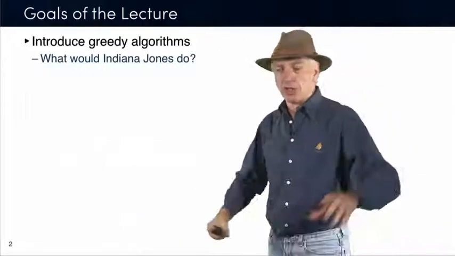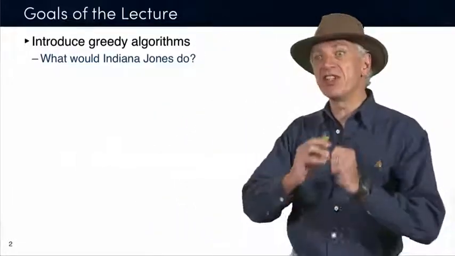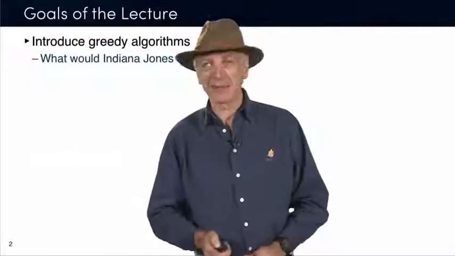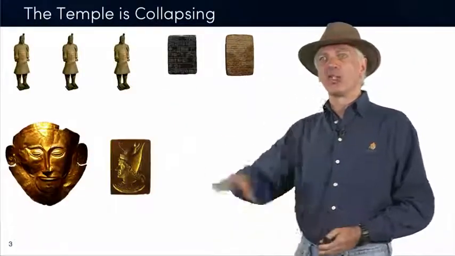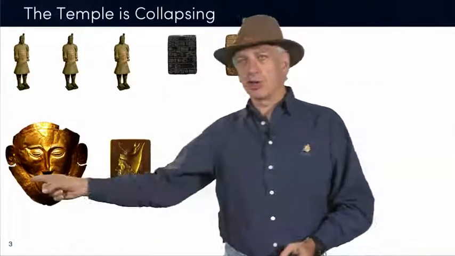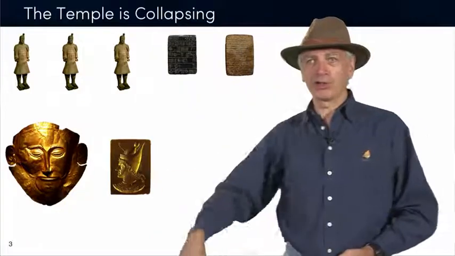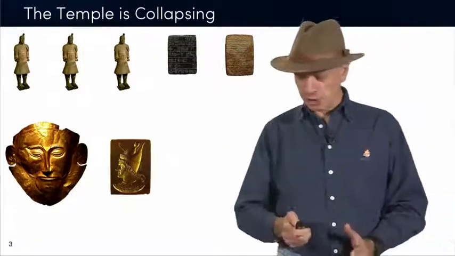Okay? So we want to introduce the greedy algorithm, and what would Indiana Jones do if he doesn't know anything about discrete optimization and hasn't taken the class on Coursera, right? So this is what you have. The temple is collapsing, and you have all these beautiful artifacts, right? So you have the Agamemnon mask, you have the terracotta warriors, you have the Sumerian tablets, and of course, Indiana Jones is pretty smart, right?